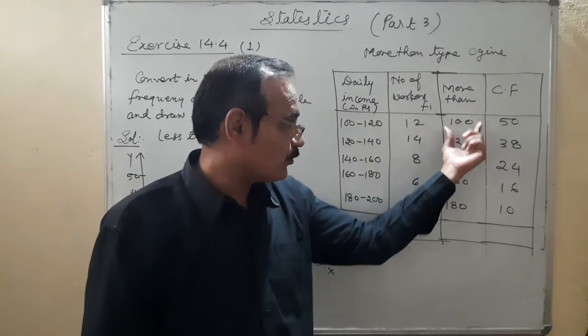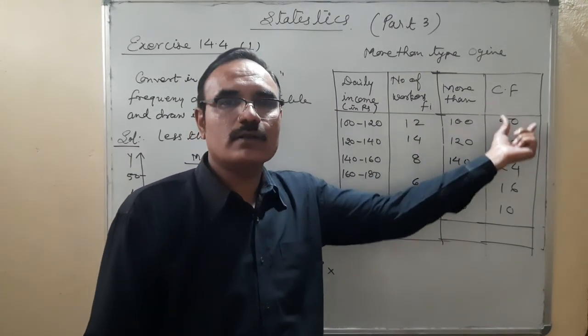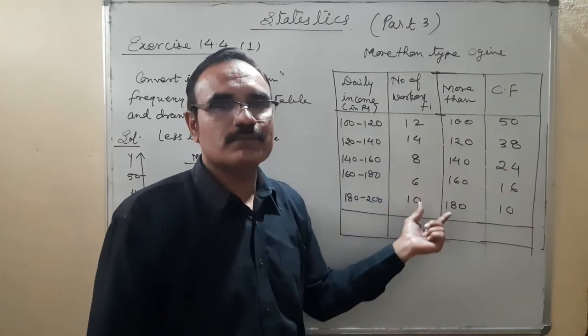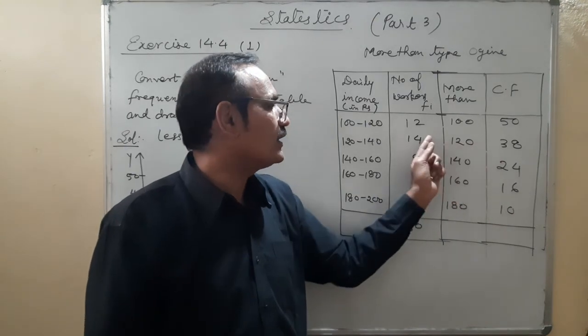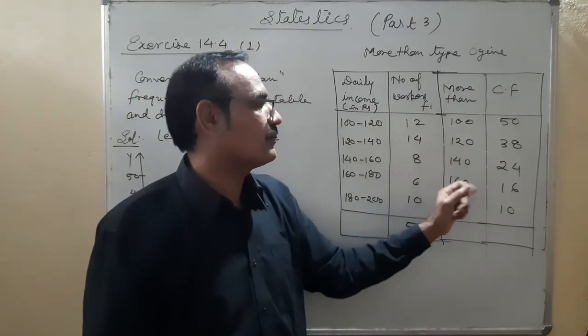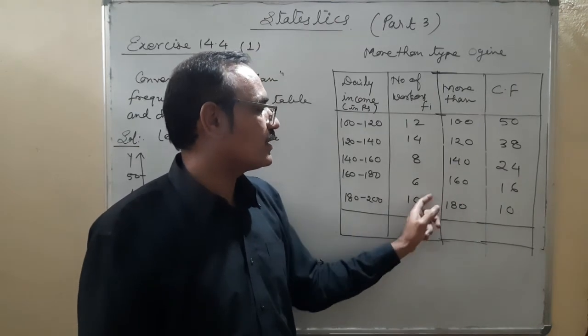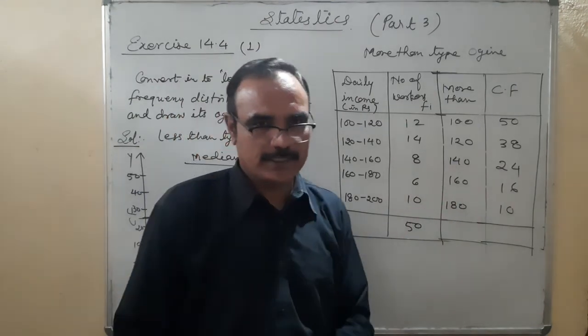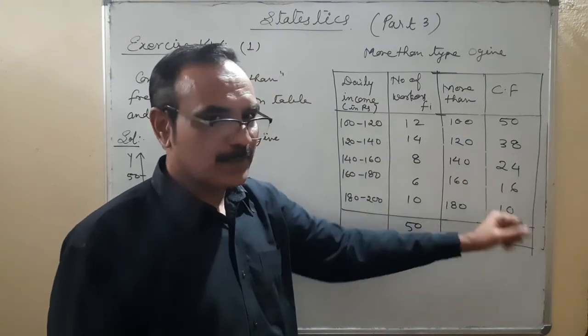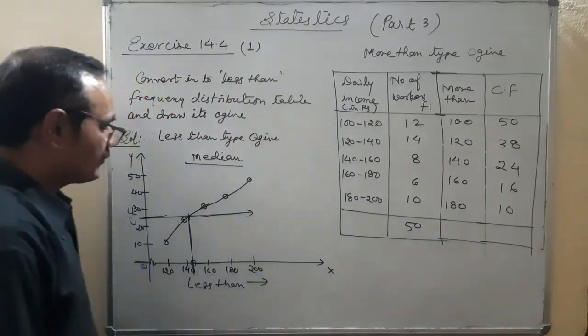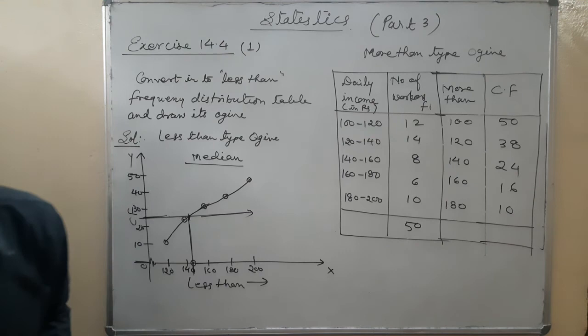Because it is given that it's more than 100, all frequency numbers are coming. More than 120, from here to here, the sum of all is coming. More than 140, the sum of these three. More than 160, the sum of two, and more than 180, it is 10. Okay. If we are going to represent this less than and more than type ogive in the same graph, then what should I do?